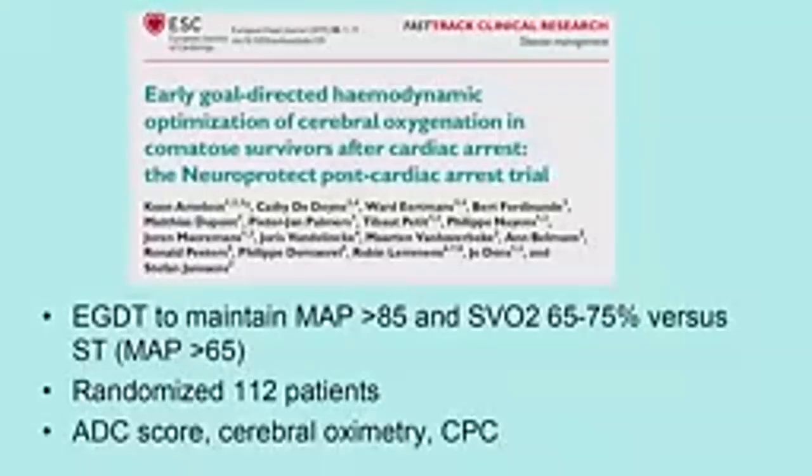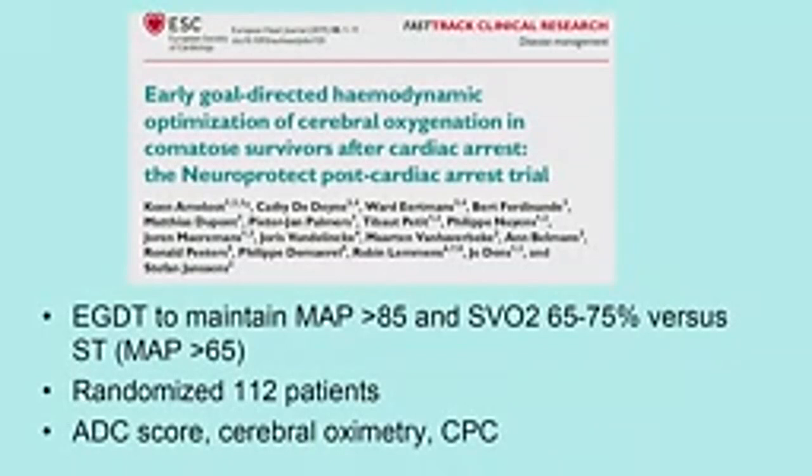The other clinical trial on post-cardiac arrest management that I'll draw your attention to is the early goal-directed therapy for cardiac arrest patients. And this was just published about a month ago. And the study looked at early goal-directed therapy, very similar to what was done in sepsis. Maintaining a mean arterial pressure greater than 85 and an SVO2 of 65 to 75% versus standard therapy, which is a mean arterial pressure greater than 65. That's the standard therapy that's in the guidelines.